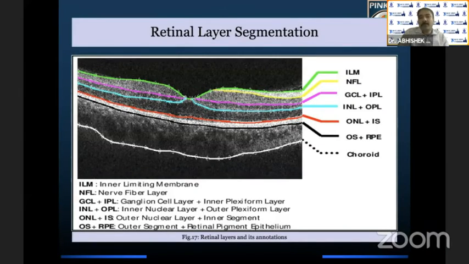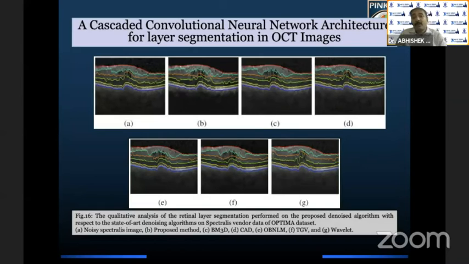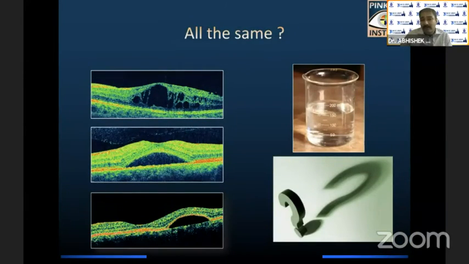The second problem was, once you improve the images, can you do a layer segmentation? Now, layer segmentation is fairly easy in normal images, but when you have distortions, morphological distortions like cysts and all, it becomes really difficult. So we developed an algorithm using AI, which identifies the major layers of the retina fairly reproducibly, and we've got very good results with that.